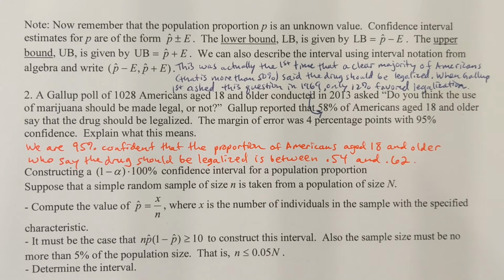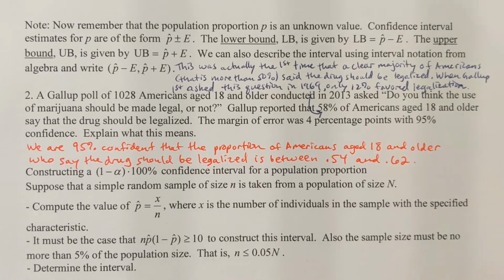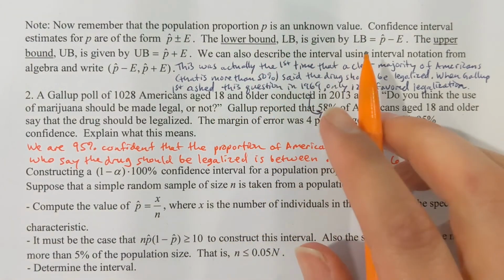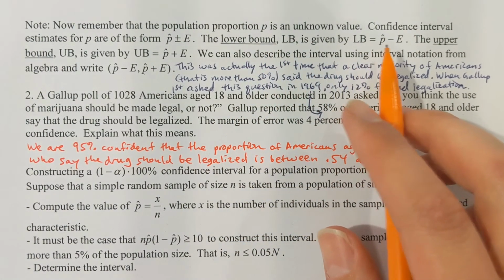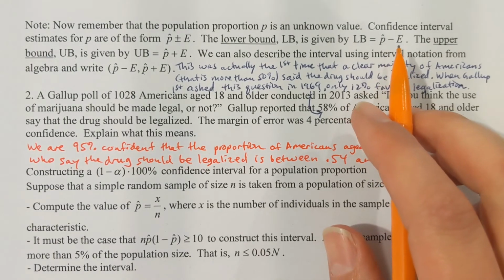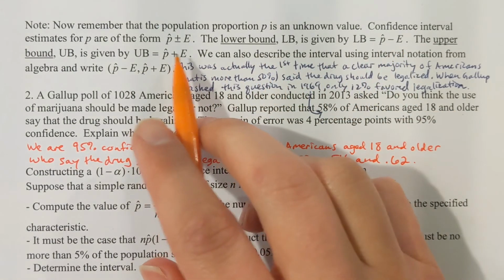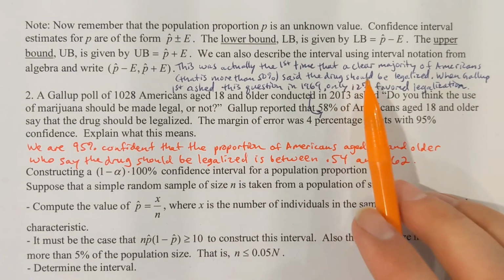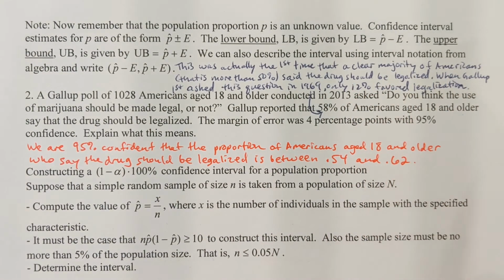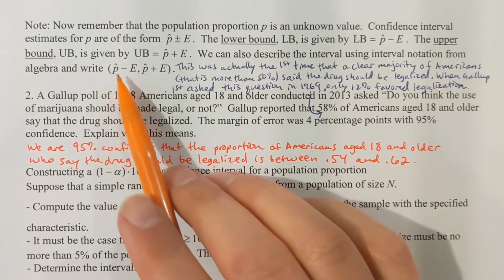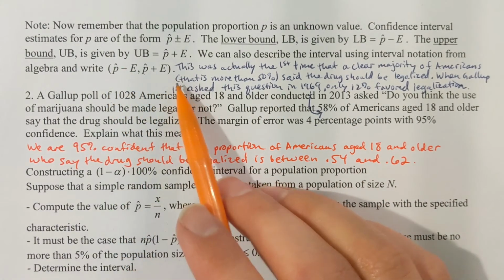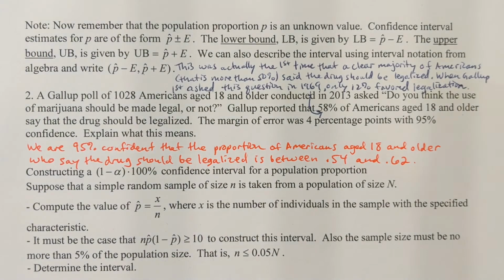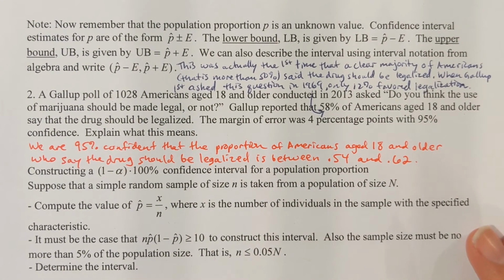Okay, so you're going to take the point estimate, P hat, and then add and subtract the margin of error to get what's called the lower bound and the upper bound. The lower bound is where you take the point estimate and subtract the margin of error, and the upper bound is where you take the point estimate and add the margin of error. We can also describe the interval using interval notation like you'd see in an algebra class. This is going to be the notation that you'll see in the book with parentheses and a comma between. Okay. So let's take a look at problem 2.